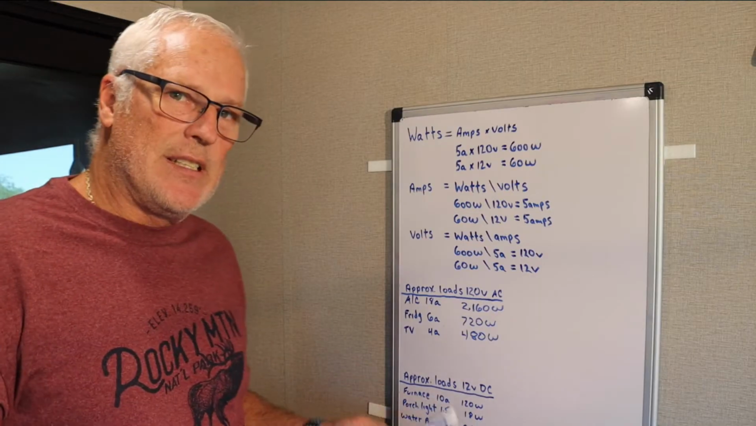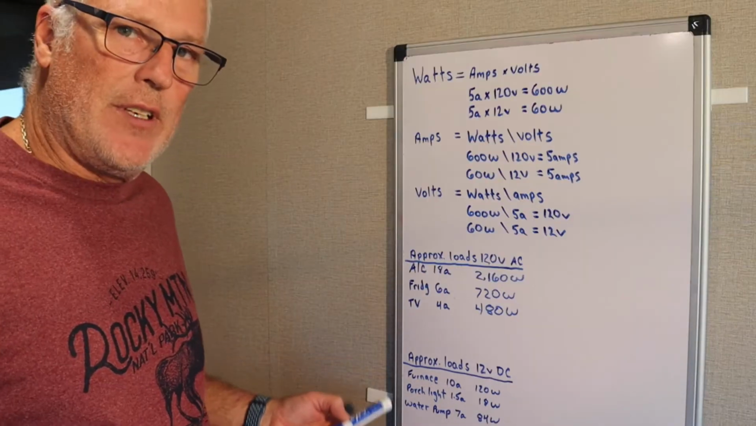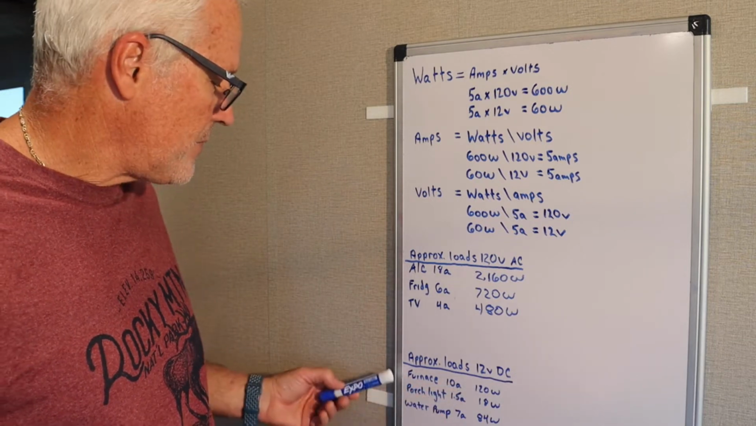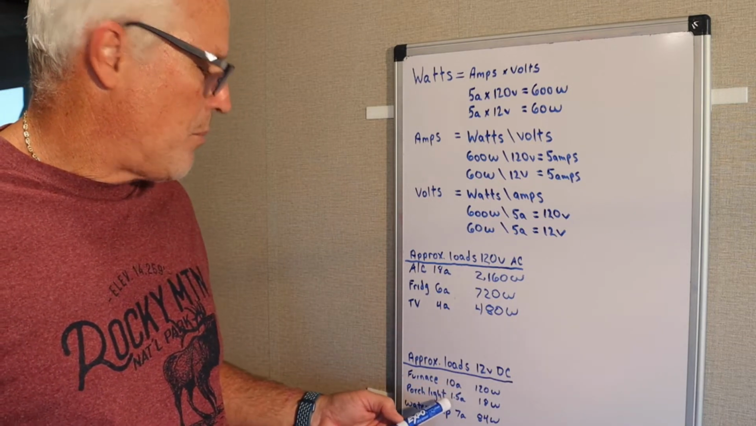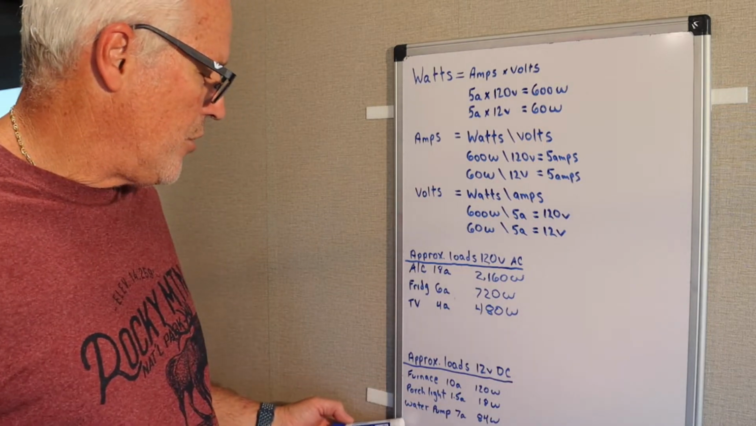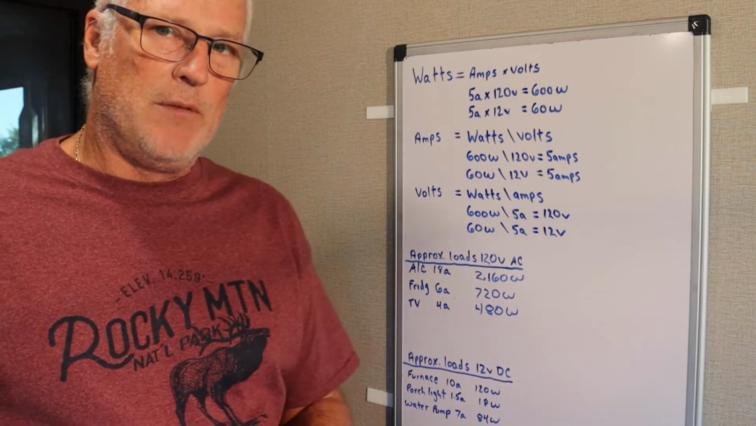We can come over to the 12 volt side, or the DC side of things. A furnace is roughly 10 amps or 120 watts. Porch light, 1.5 amps or about 18 watts. And your water pump in your RV, roughly 7 amps or 84 watts.